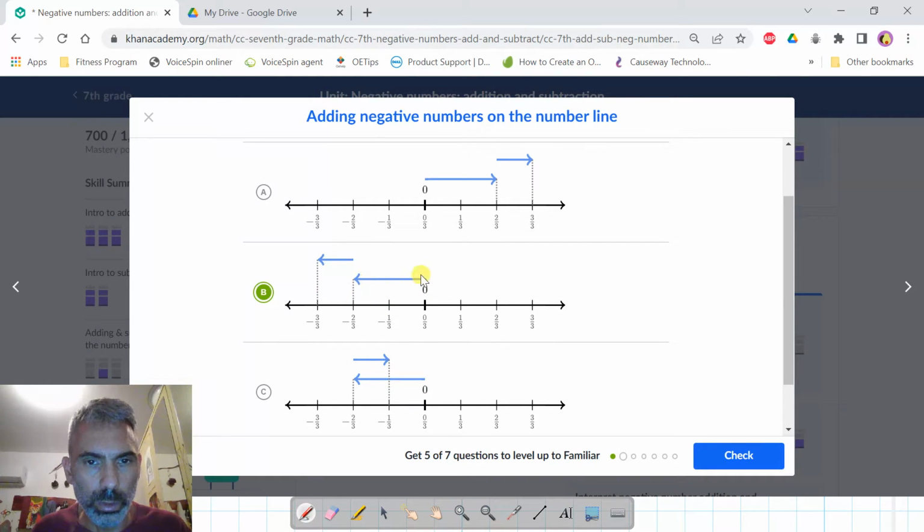Take 2 steps to the left, 2/3, and another 1/3. So we end up at 3/3.